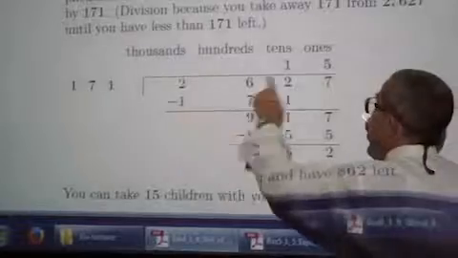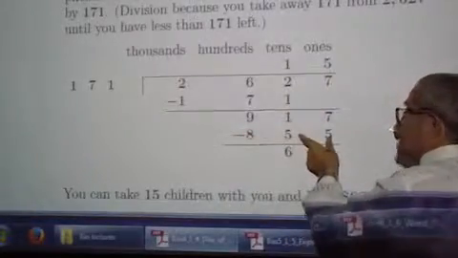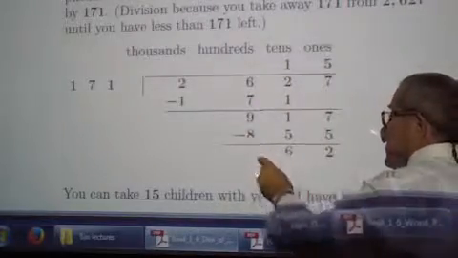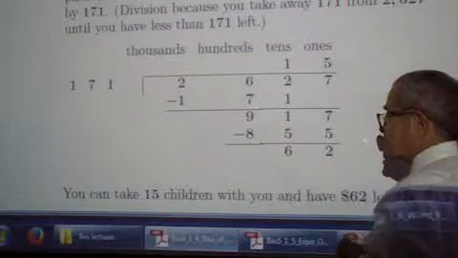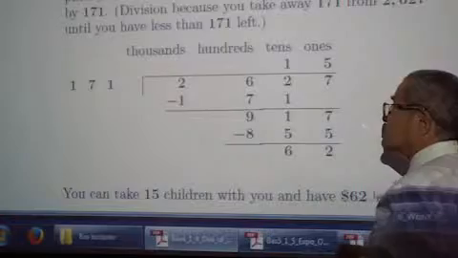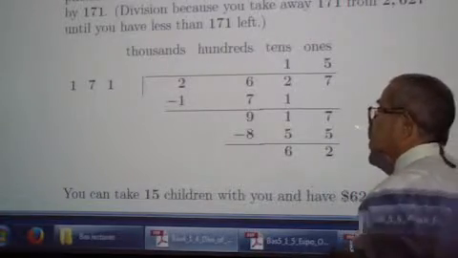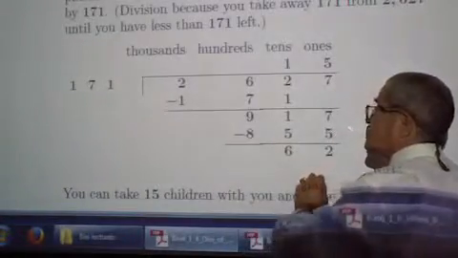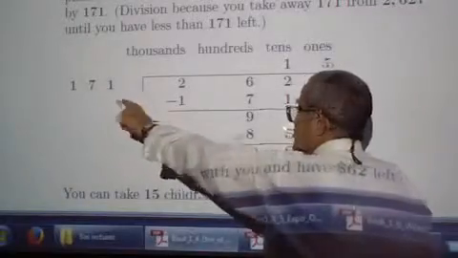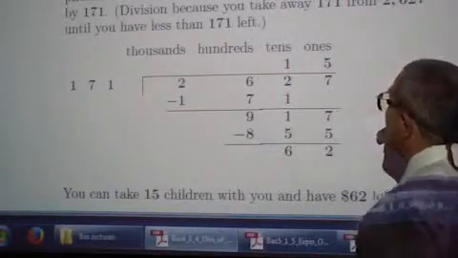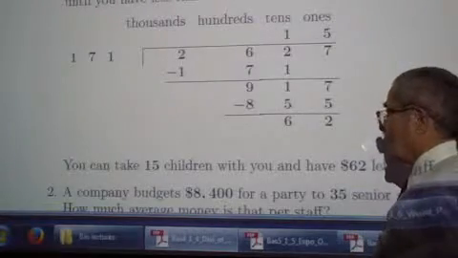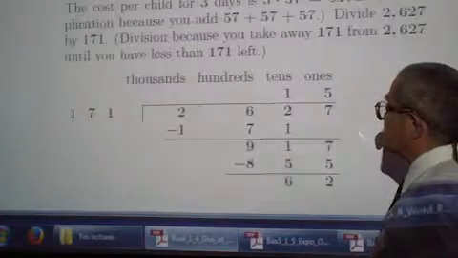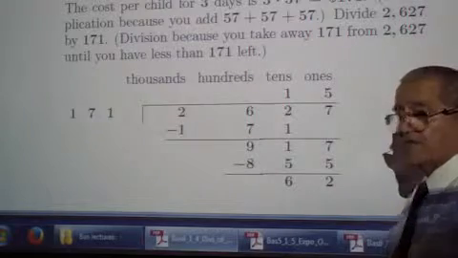Multiply 171 by 5. You do a subtraction again. 5 times 171 is 855, and you're left with $62. And is that enough? No. You're left with $62. That's not enough to get another child for 3 days. So how many children could you take? 15 children. And that's about it. I'll let you copy this if you'd like.